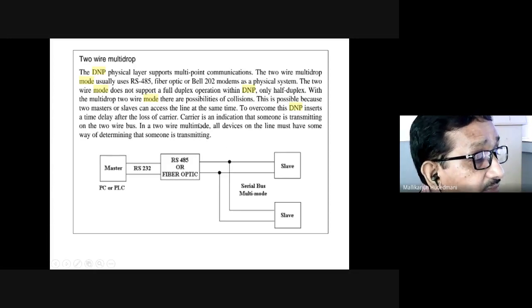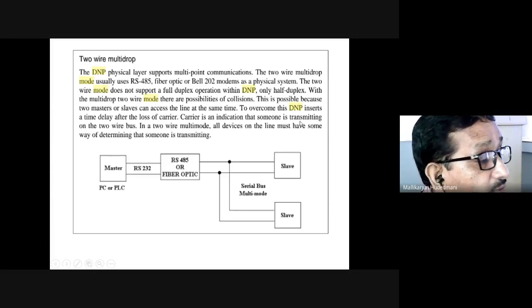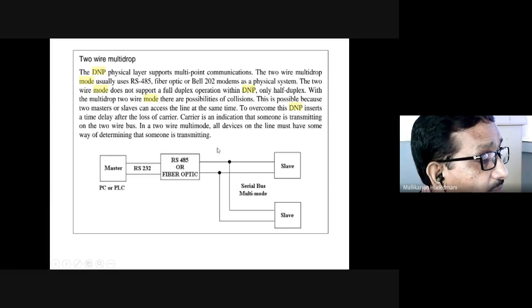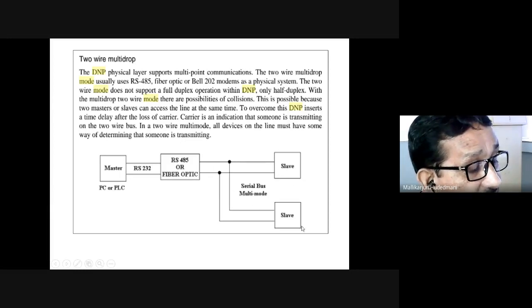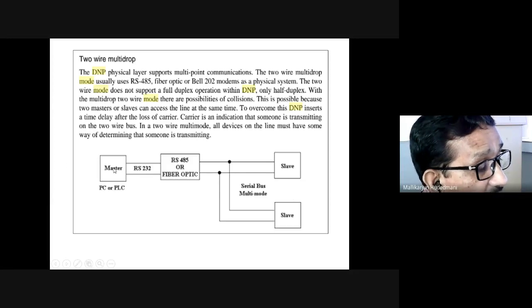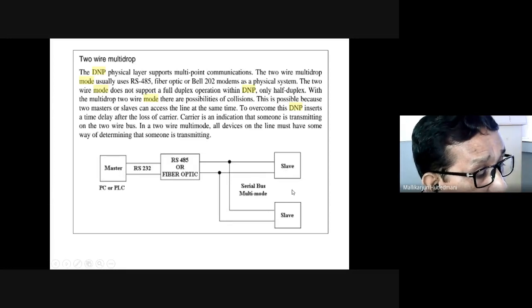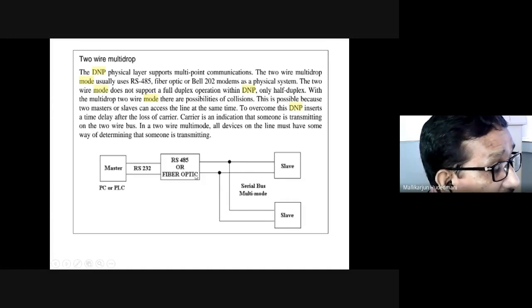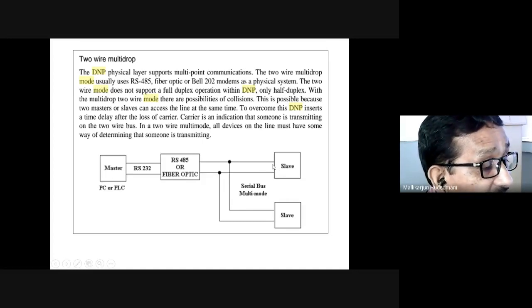The carrier is an indication that someone is transmitting on the two-wire bus. In two-wire multi-drop mode, all devices on the line must have some way of determining that someone is transmitting. This is an example from the slave viewpoint. Slave number 1, 2, 3, devices 1, 2, 3 want to share information with the master. They should understand someone is already utilizing the channel. They should keep quiet till their turn comes, or they should not disturb the other communicating device, because its data is also critical for the master.